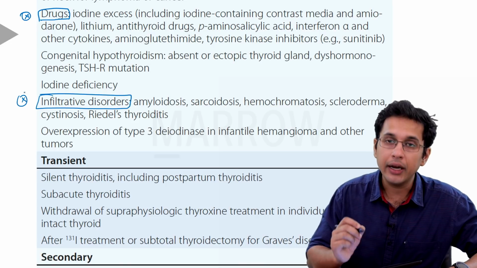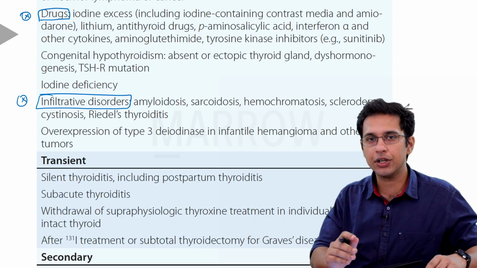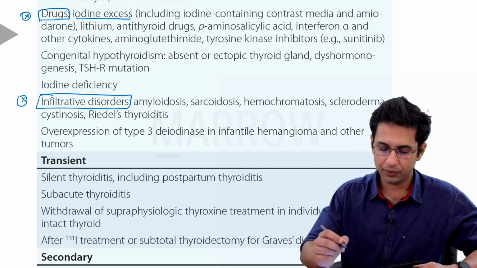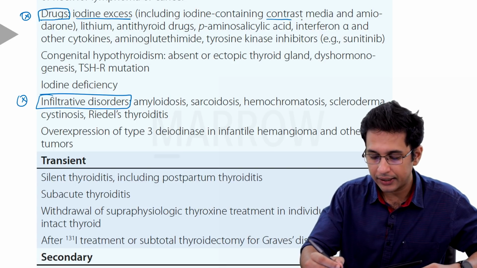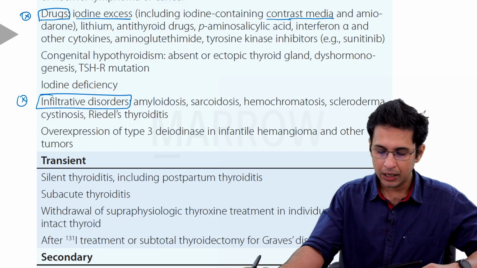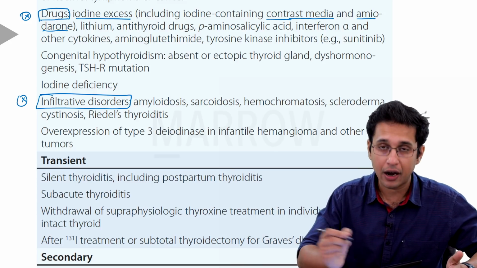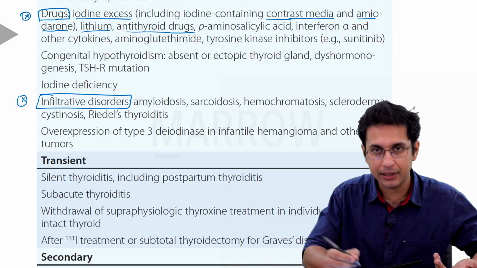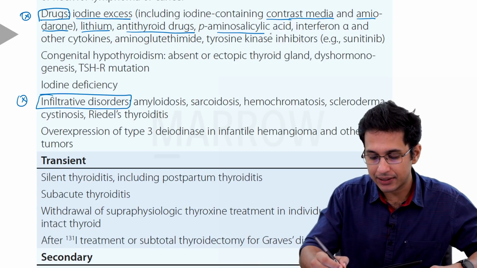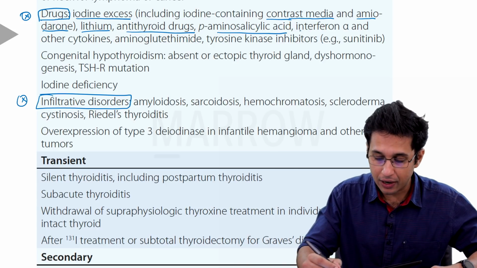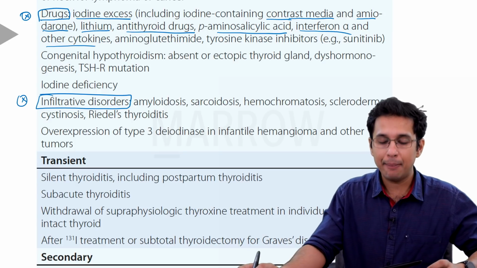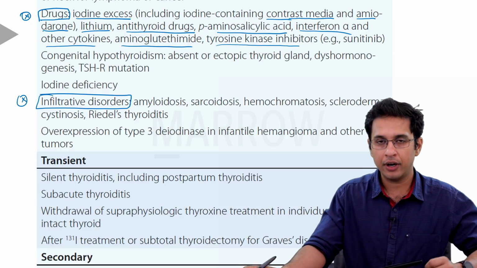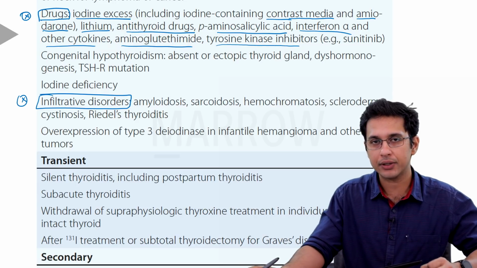Repeated questions. In drugs, what are the drugs that cause hypothyroidism? Iodine excess, also iodine containing contrast media. Amiodarone, which practically has a lot of iodine. Lithium. Antithyroid drugs, obviously. Aminosalicylic acid. Interferon alpha and cytokines. Aminoglutethimide. Tyrosine kinase inhibitors. Drugs causing hypothyroidism.